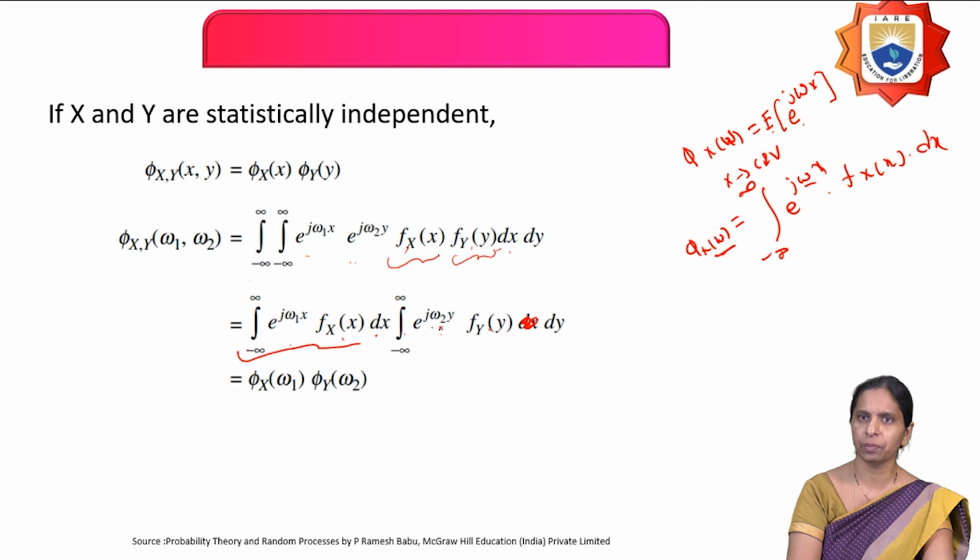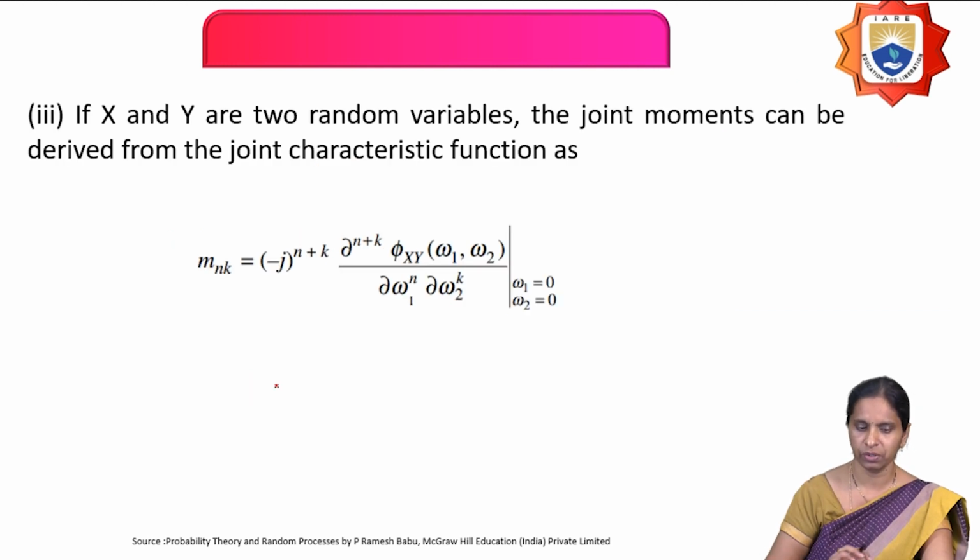And here in place of omega we have pi omega 2. So this is for random variable x, therefore pi x of omega 1. This is for random variable y, therefore this is nothing but pi y of omega 2. Therefore you can write down that the joint characteristic function of two statistically independent random variables is equal to the product of their marginal characteristic functions of those two random variables.